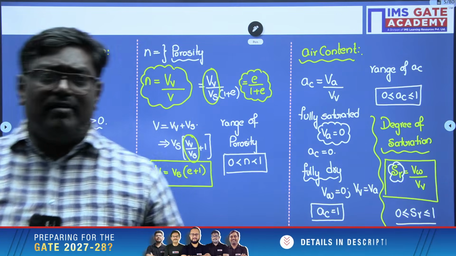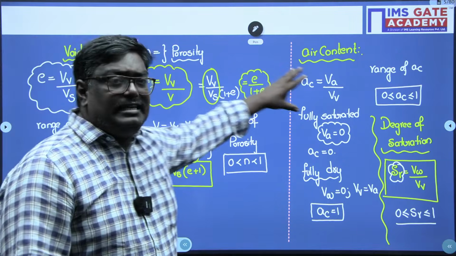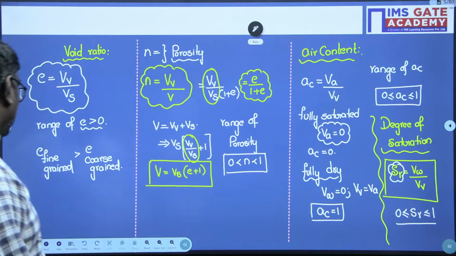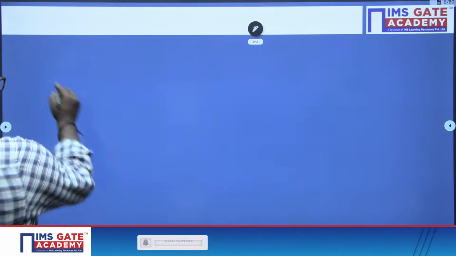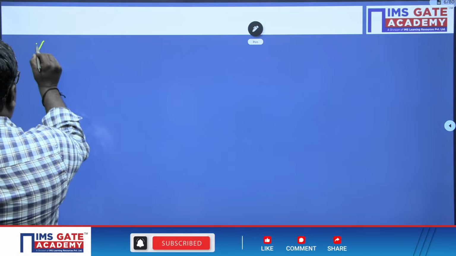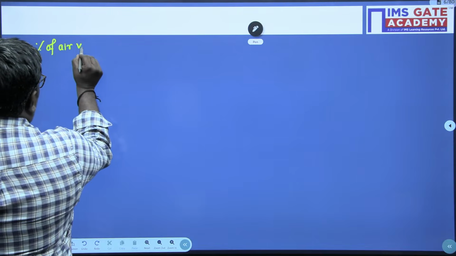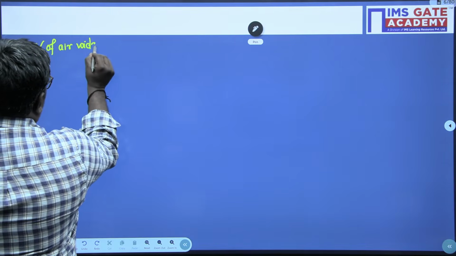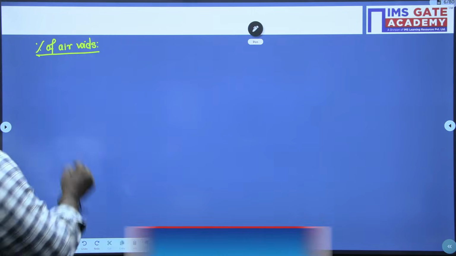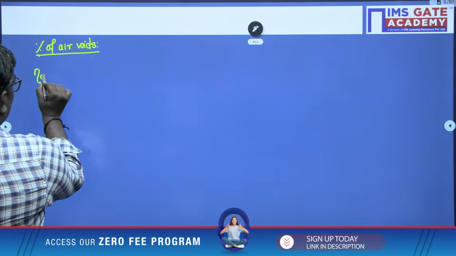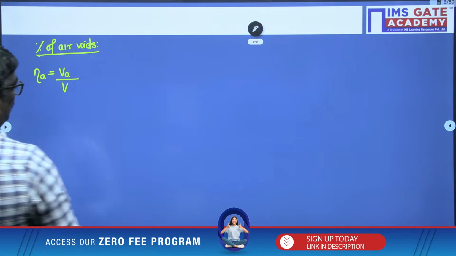So if you want to have the clear picture, we have studied void ratio, porosity, air content and also degree of saturation. So now let us study about the percentage of air voids, my dear students. What do you mean by percentage of air voids, sir? Percentage of air voids is taken as Na. Na is equal to what, sir? Volume of air upon total volume.